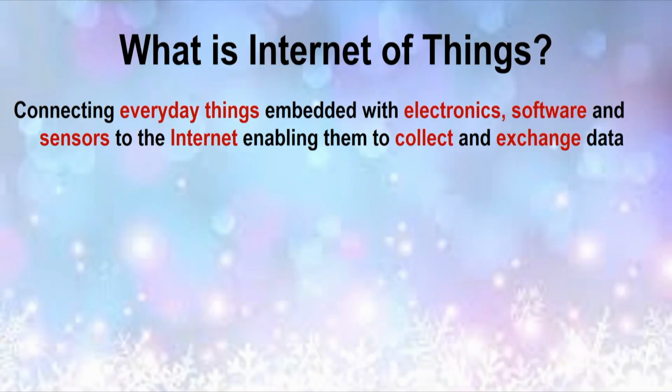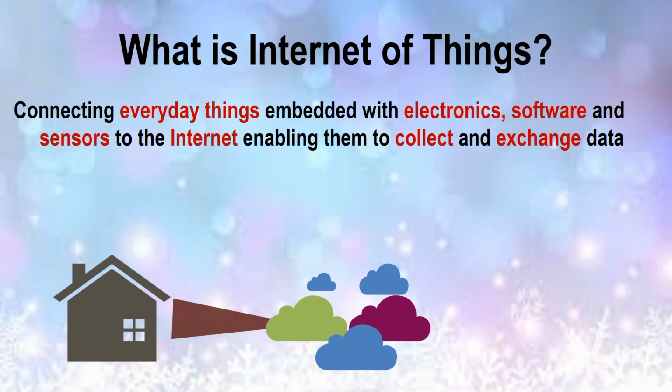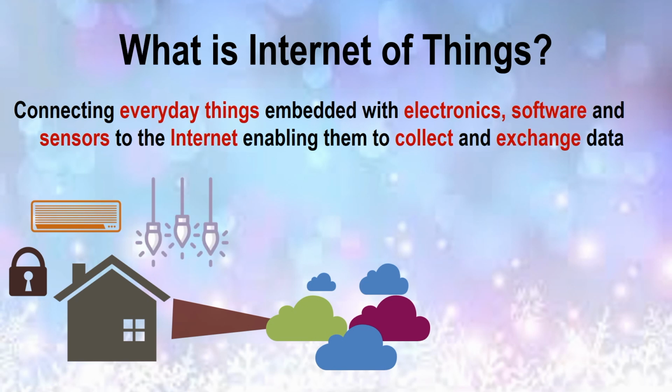Now, let us see what is the definition of Internet of Things. Internet of Things is connecting everyday things embedded with electronics, software and sensors to the Internet, enabling them to collect and exchange the data. Let us take one example. This is a cloud, and cloud is the open platform and it can be connected with all the objects. And I have my smart home, which have the smart door lock system, smart AC and also the smart bulbs. And all these objects are connected to the cloud.